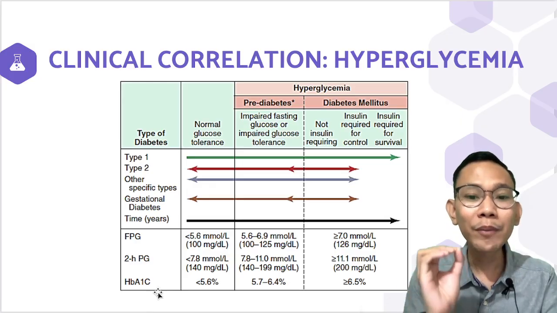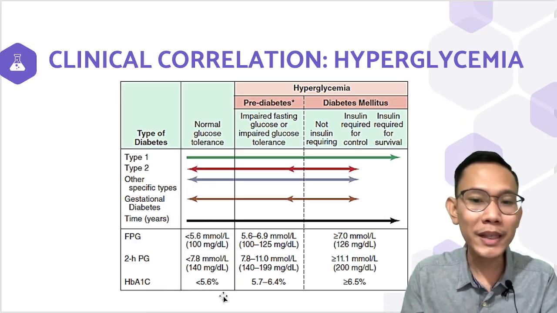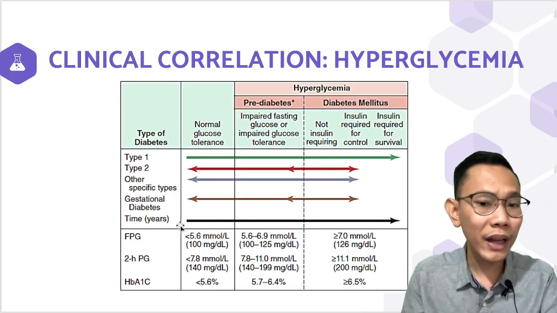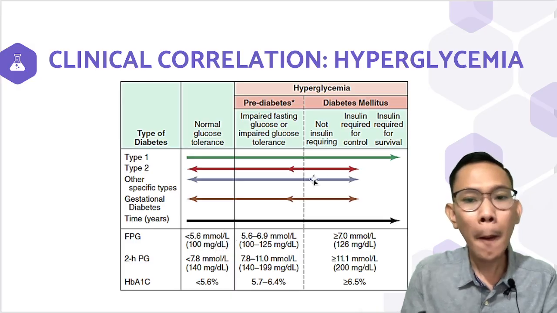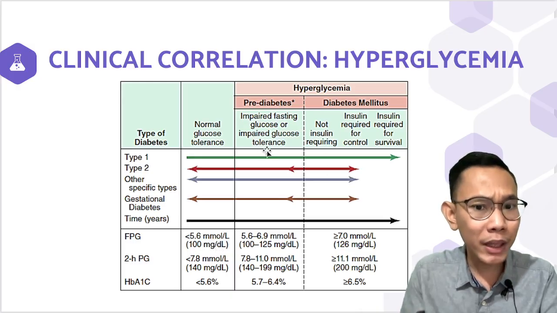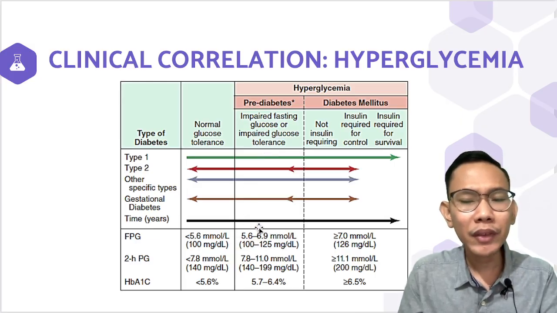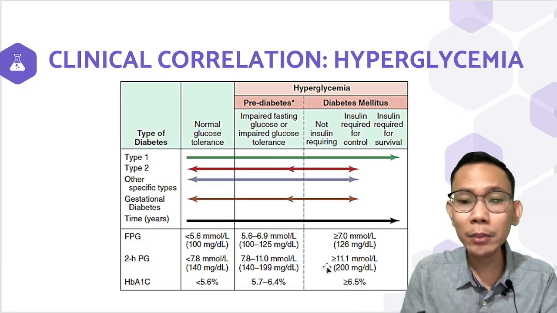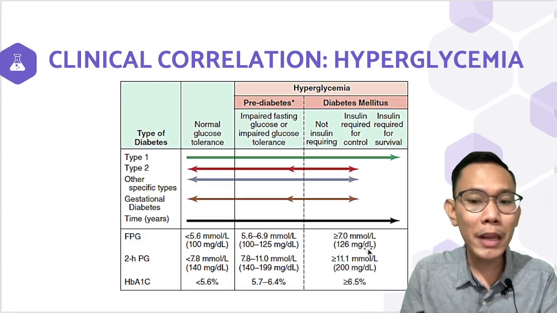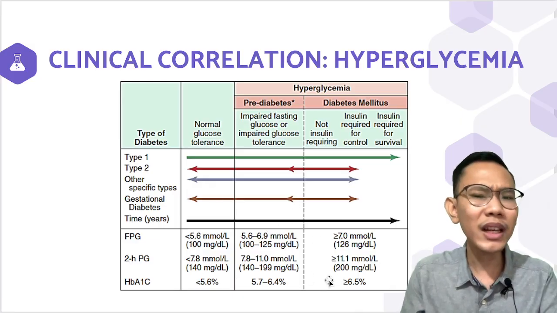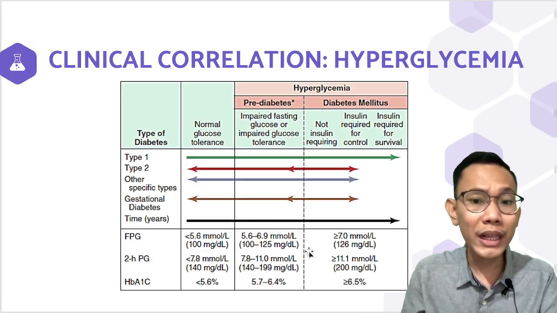But we have to be very careful of the values. Pag sinabi natin normal glucose, pag fasting glucose lang, dapat the normal value is less than 5.6. Pag impaired na yan or a pre-diabetic state, that could be 5.6 to 6.9. But if it's already diabetes mellitus, that's gonna be more than 7 millimoles per liter. So kindly take note of these values. It's very important that you have to take note of these values.